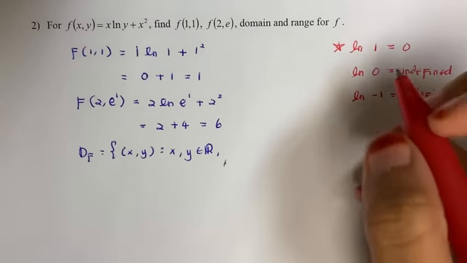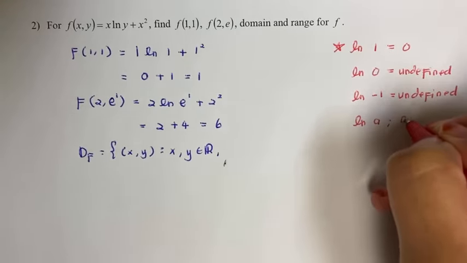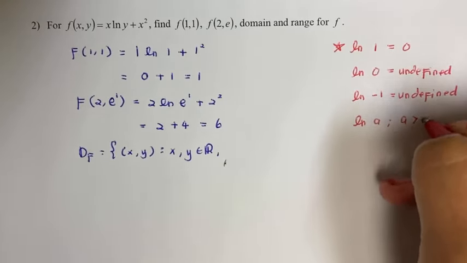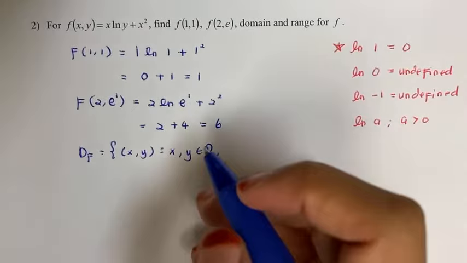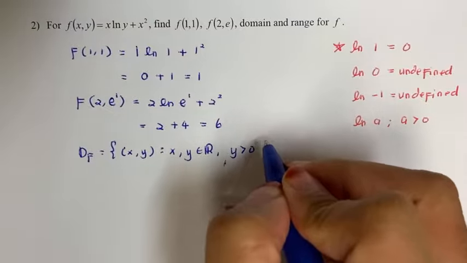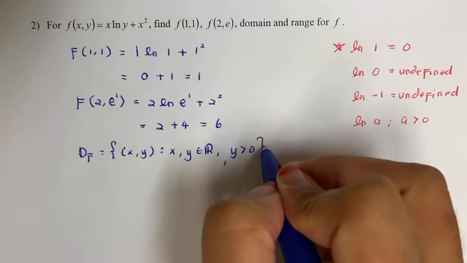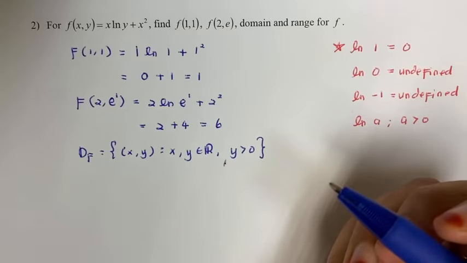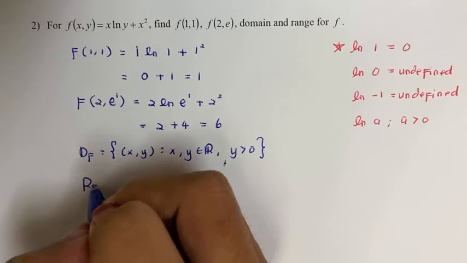So what can you conclude here? For ln A, there is a restriction where A should always be greater than 0. It cannot be equal to 0 or less than 0. Okay, so another restriction you need to put is y should always be more than 0. More than 0 doesn't include the 0. Okay, positive value.